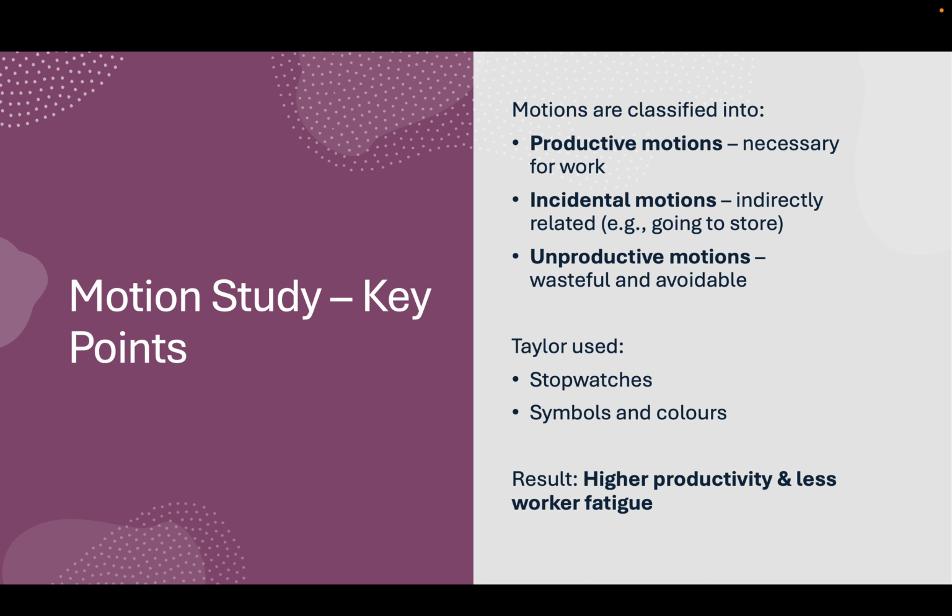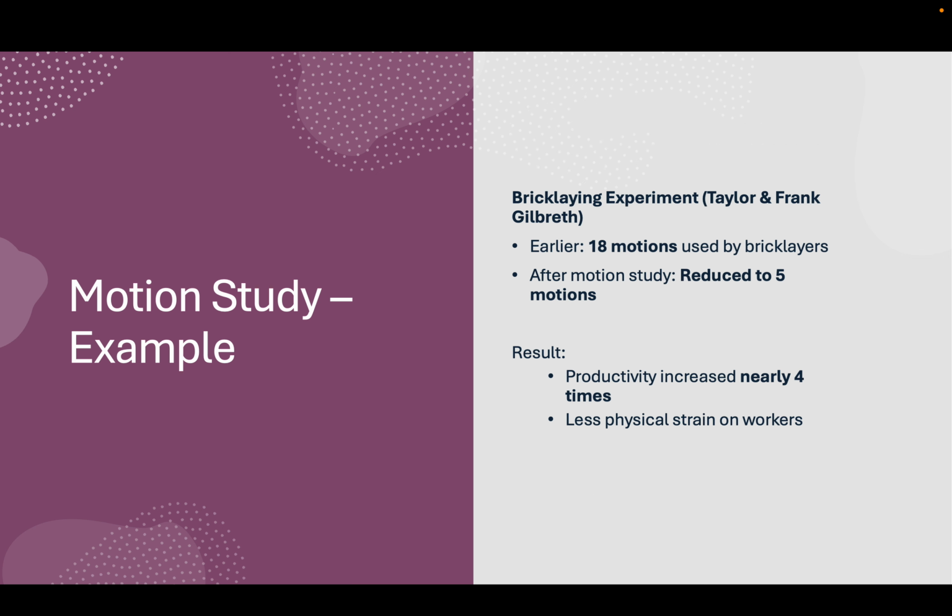So, in motion study, all movements are divided into three types. Productive movements. These are necessary movements like placing a brick correctly. Incidental motions. Indirectly related movements like walking to the storeroom. And unproductive motions, which are wasteful movements that can be avoided. So Taylor and Gilbreth used stopwatches, symbols, and colors to track these movements. What was the result? By removing unproductive motions, productivity increases and workers' fatigue reduces.